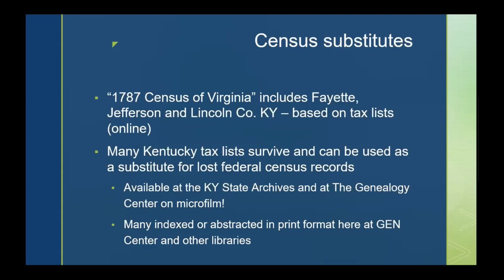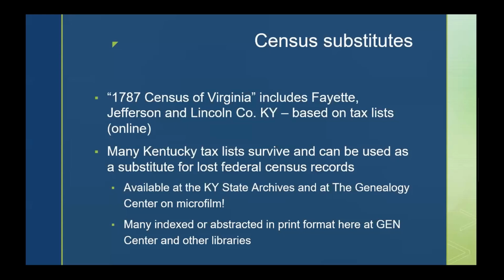There are a lot of tax lists around the time period of 1800 for Kentucky. Those can be used as a substitute for the lost federal census records, in that you can find a particular person of a particular name in a particular place. It's not going to give you all the data that the census would give you, but it would link a person of that name to that location at that time.